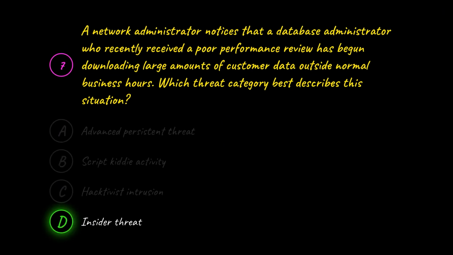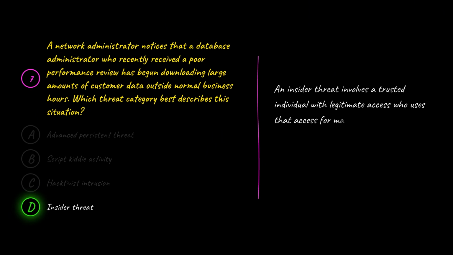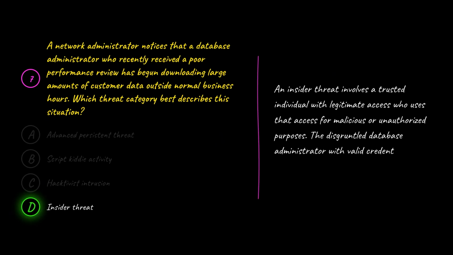The correct answer is D. Insider threat. D is correct because an insider threat involves a trusted individual with legitimate access who uses that access for malicious or unauthorized purposes. The disgruntled database administrator with valid credentials and unusual download patterns fits the profile precisely.